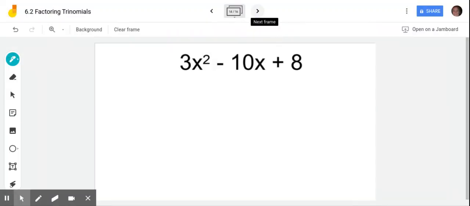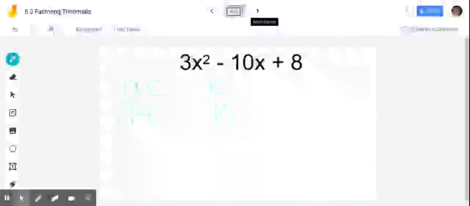Now the next one: 3x squared minus 10x plus 8. We're going to do A times C and figure out what factors of that number combine to B. 3 times 8 is 24. B is negative 10. So I'm going to list all my factors of 24.